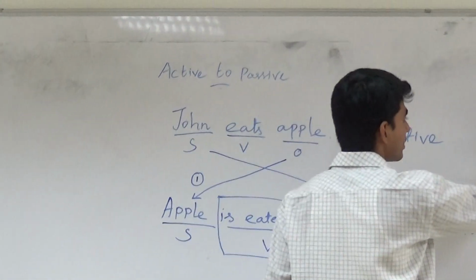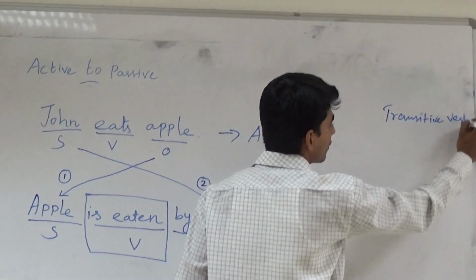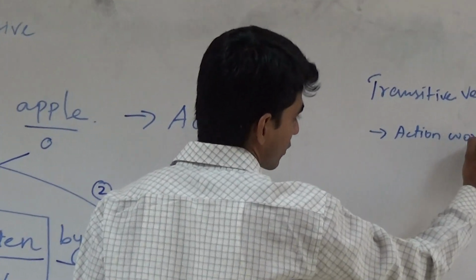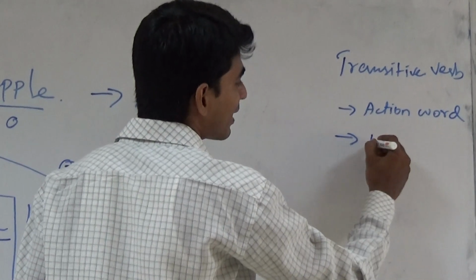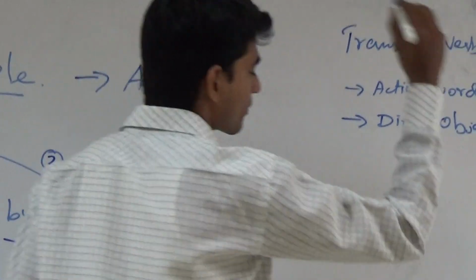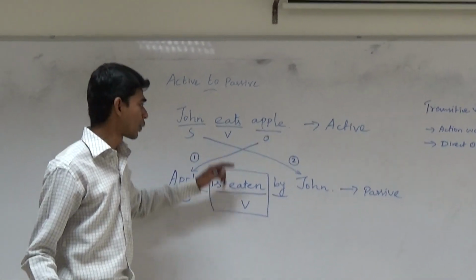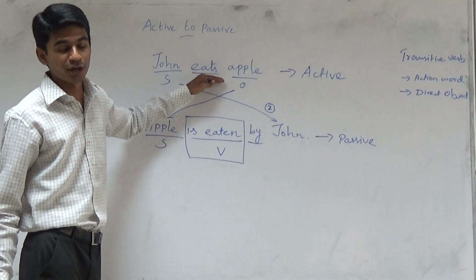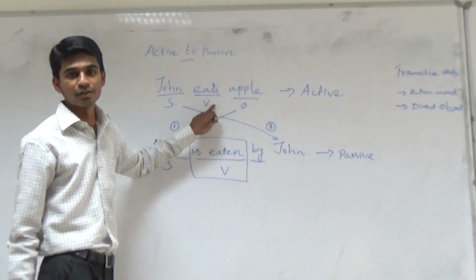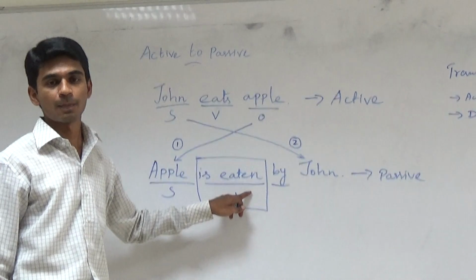So I'm going to write it here. A transitive verb is an action verb, and it takes a direct object. Are you clear? Right. Now here, when I convert this active voice sentence into passive voice sentence, this verb is used in the past participle form.